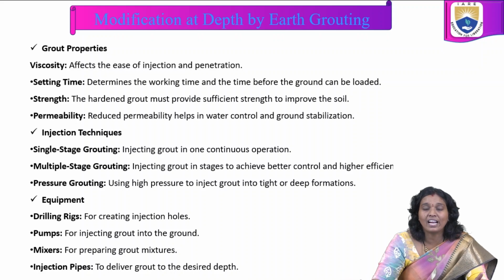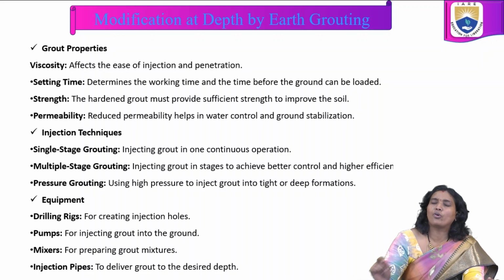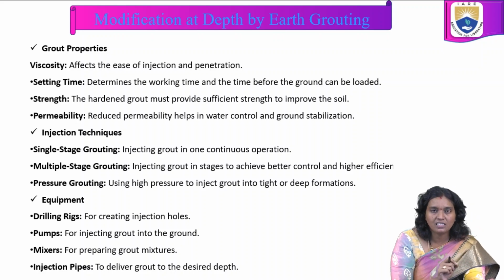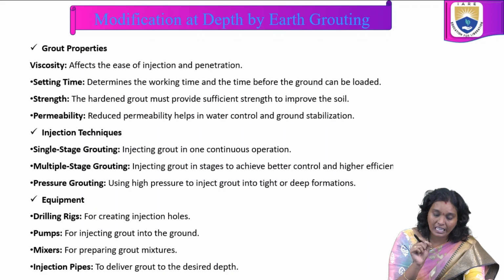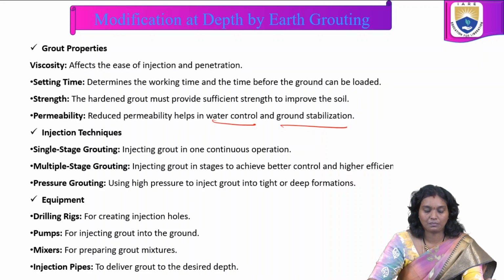We have to understand which type of property we require. If you need reduced permeability, whenever water control and ground stabilization are required, in that particular condition we are going to concentrate on the permeability property. It means the reduction of permeability helps both water control as well as ground stabilization.